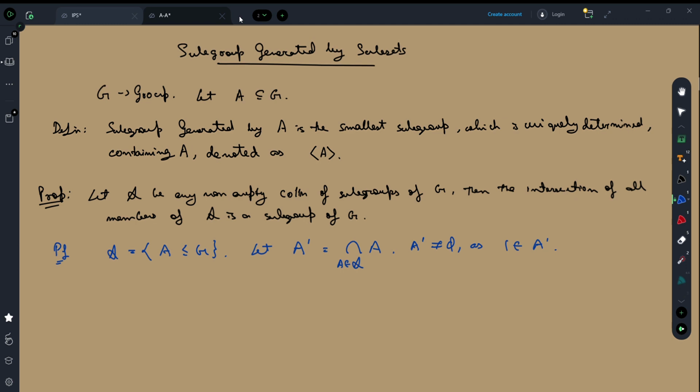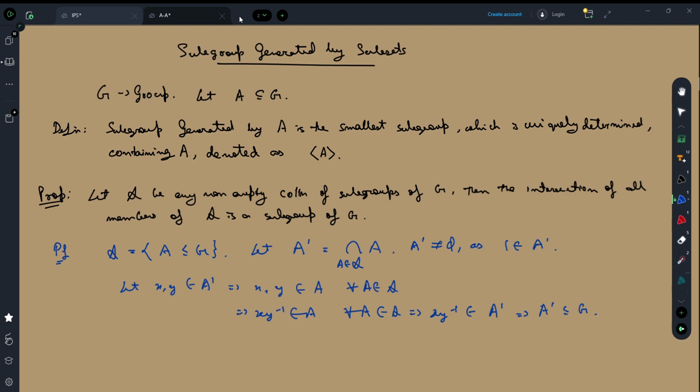So we have to show that this is indeed a subgroup, and that's quite obvious. Let x, y be in this intersection, but that means x and y are in A for all A in this collection. That means xy inverse is in A for all A in this collection. That means xy inverse is in the intersection. Right? So that implies it is a subgroup of G. There was nothing much to prove here. It was sort of easy.